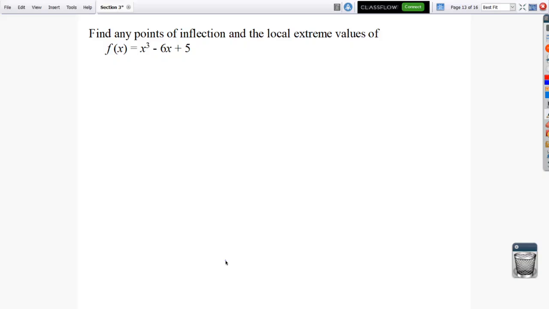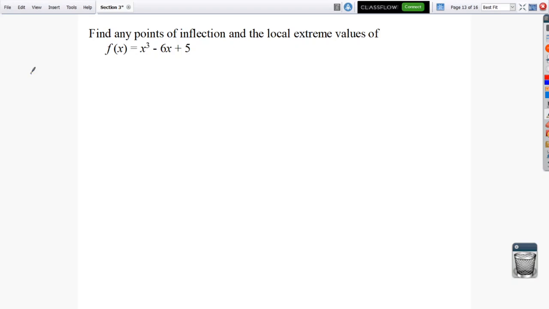So let's look here. Find any points of inflection and local extreme values of f of x equals x cubed minus 6x plus 5. We see that we have points of inflection and local extreme values. When I see points of inflection, that draws my mind to the second derivative. When I see local extreme values, that draws my mind to the first derivative.